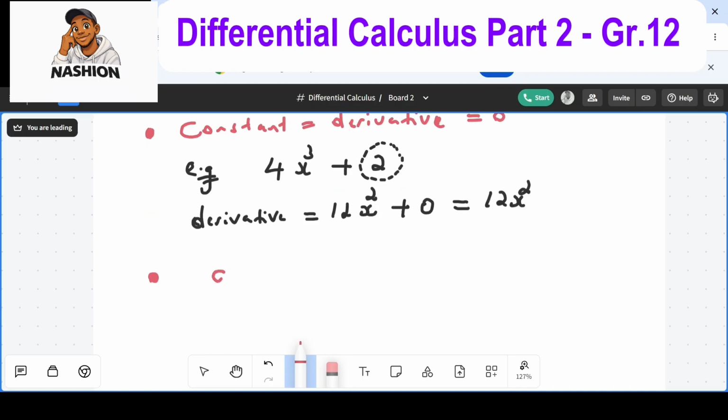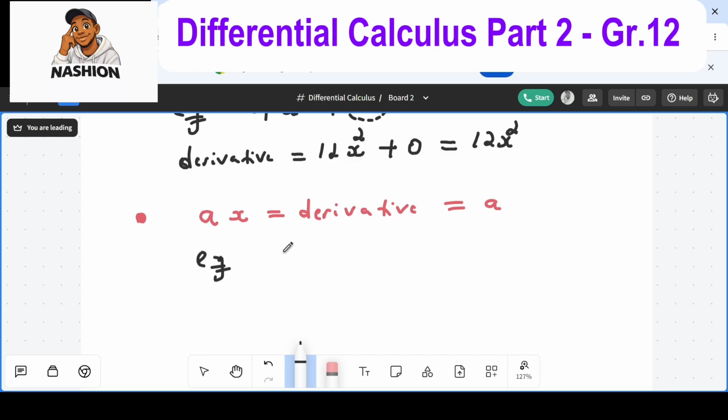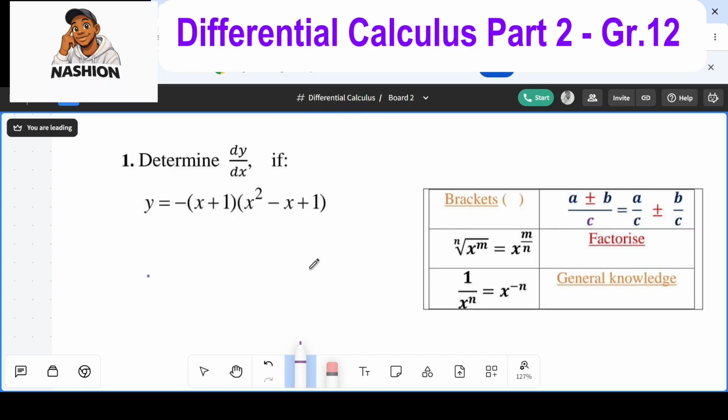Another rule: if we have ax, where a is the coefficient of x, the derivative is simply the coefficient a. As an example, if we have 2x, the derivative, we just write 2, the coefficient of x. Now let's do some mixed past exam questions. First question, determine dy dx if y is equal to all that.